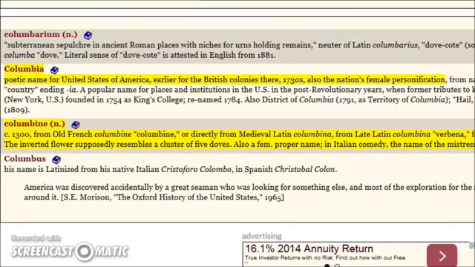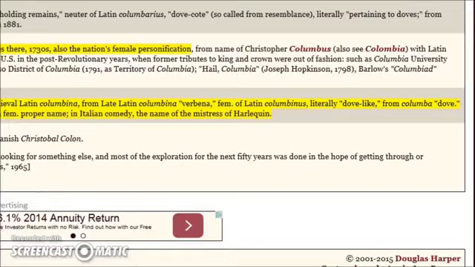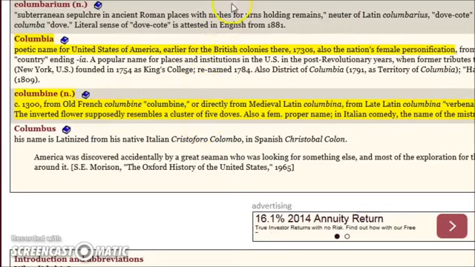And then it goes on to read, the next one is Columbine. Remember Columbine School that had the shootings? This is from 1300. So this is probably the oldest root, from French Columbine or directly from medieval Latin Columbina. And over here we see that it literally means dove-like, from columba meaning dove. The inverted flower supposedly resembles a cluster of five doves. What is that about? So let's look at district.